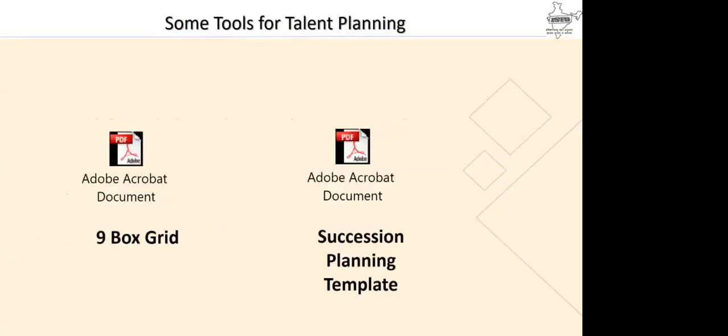So here are some tools which I thought I would share. I think last time you had mentioned the nine box. So you are already using it. I think we will skip it. If the other participants had been there, we could have discussed it.